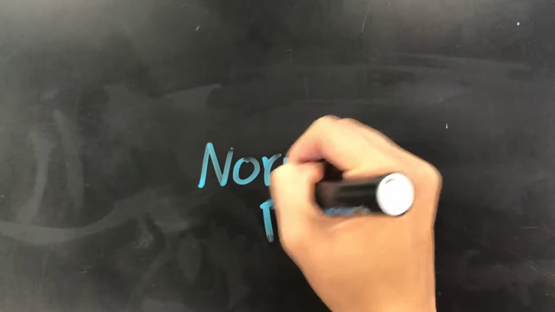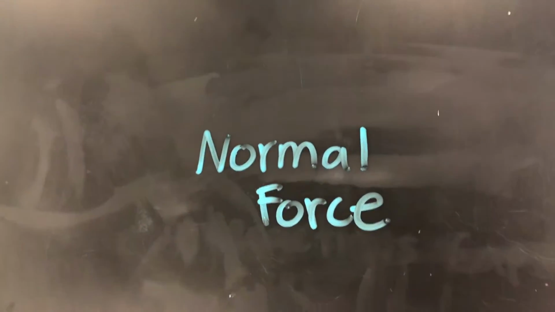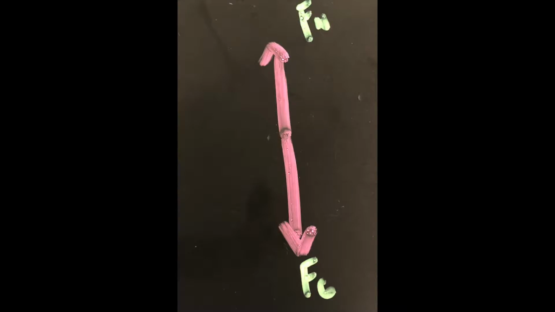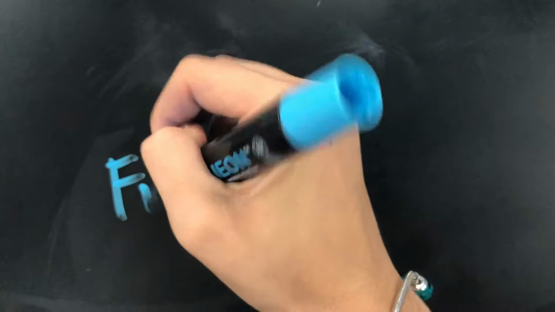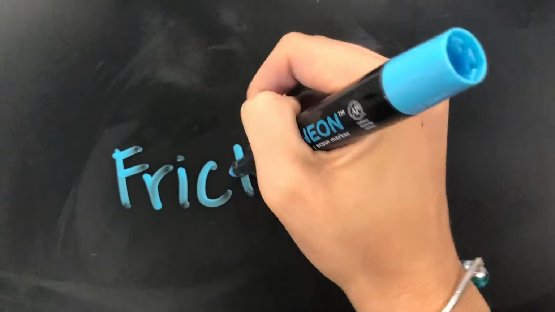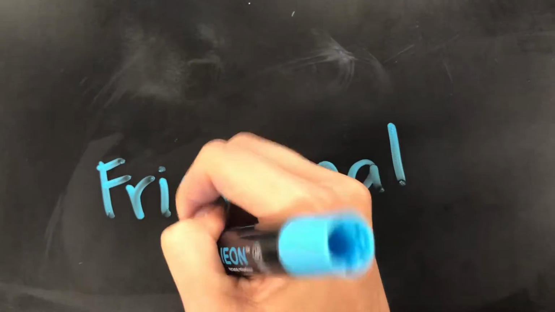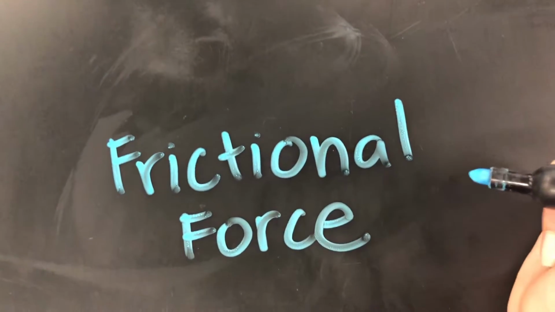Normal force is the support force acting perpendicular to the surface. An example is when a person sits on the couch. Frictional force is a force exerted by a surface as an object moves across it or makes an effort to move across it. An example would be when a person walks.